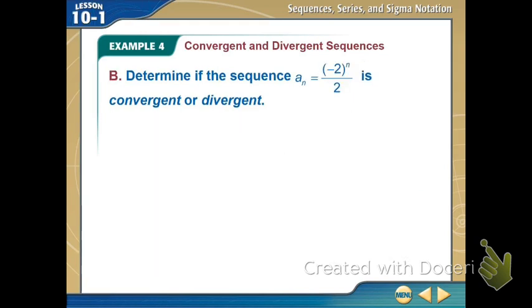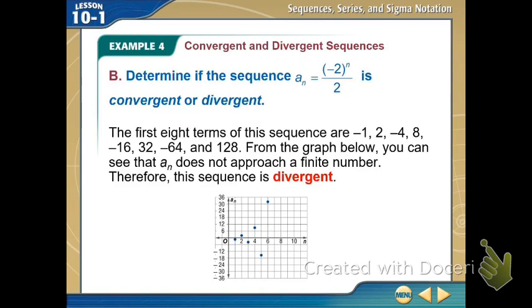Let's look at another example. Determine if the sequence is convergent or divergent. Again, we don't necessarily need a graph, but let's start by finding the first 8 terms. So I've got 1, 2, 4, 8, 16. Where do you think this is going? Since these numbers are increasing, the graph is going like this. The values that are positive are getting very, very big. The values that are negative are getting very, very large. Are all the values tending toward one specific value? No, they're going in opposite directions. So this graph is divergent, and therefore my sequence is divergent.